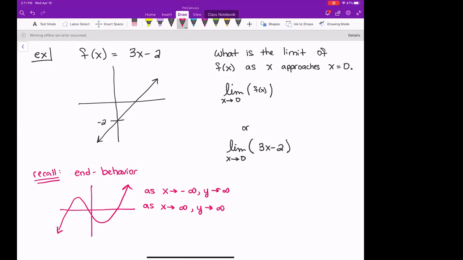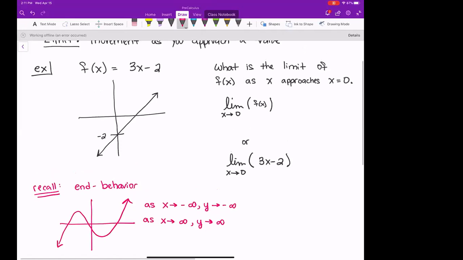I did not put that negative in there, did I? Let's see if I can fix that cleaner. Y is approaching negative infinity. Okay, so that's that same idea up here.